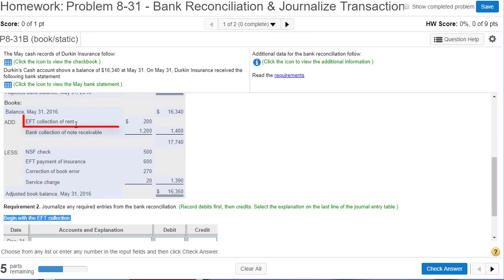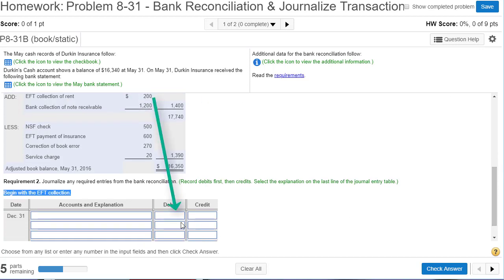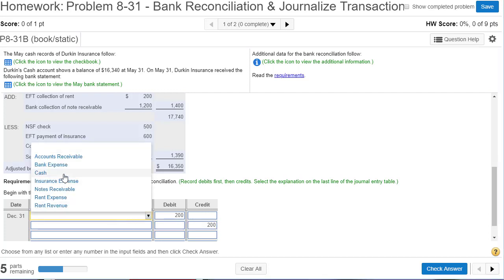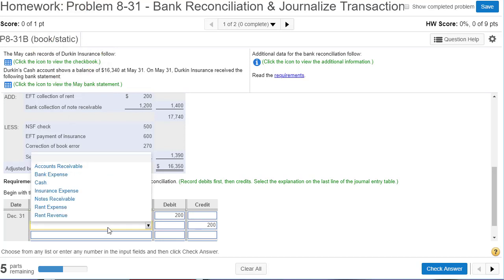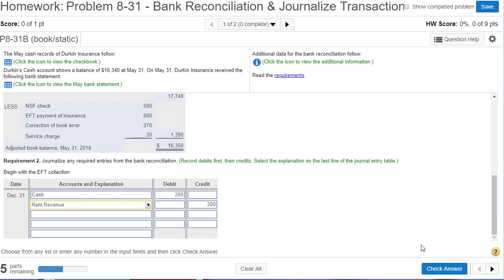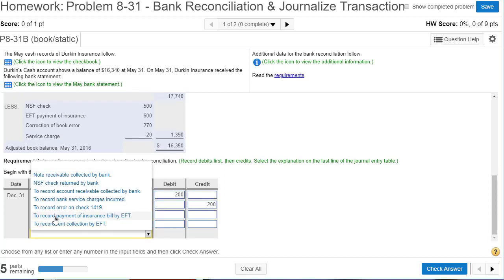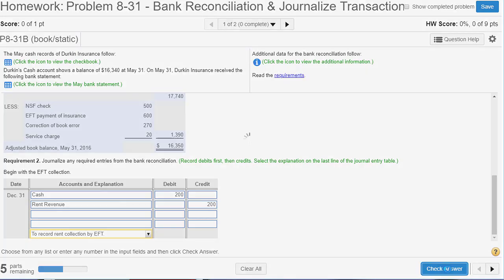So up here, EFT collection was for rent, according to this line. So we got $200. And since it's a collection, that means cash is going up. And of course, cash goes up with a debit. And what is it that we received? It was for rent. So now some of you are going to want to say rent expense. But if we're receiving cash, that's rent revenue. To record rent collection by EFT.